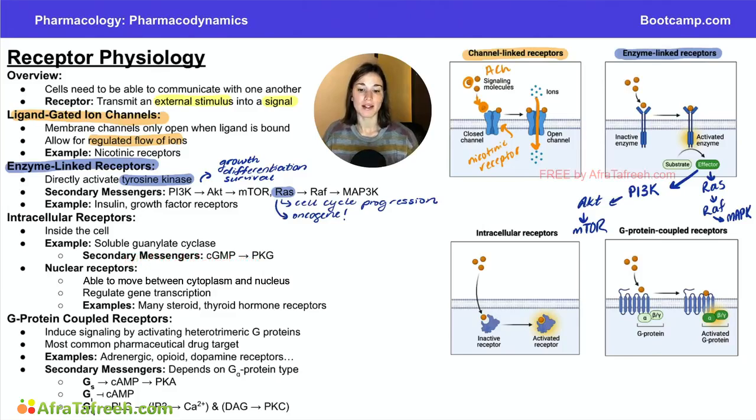Examples of receptor tyrosine kinases include the insulin receptor and epidermal growth factor receptor. Notice that these are both receptors that signal to the cell that there are nutrients available in the environment and it is time to grow.